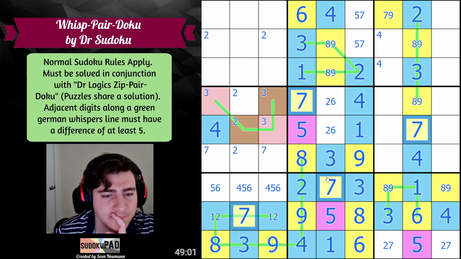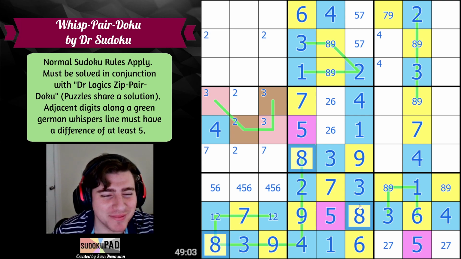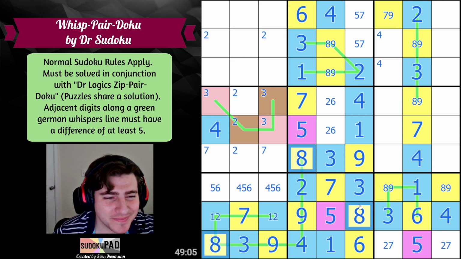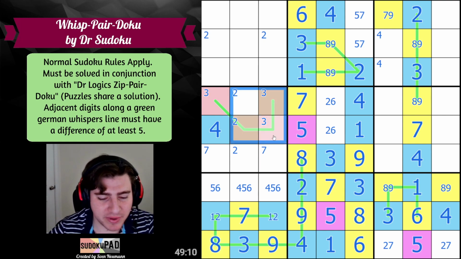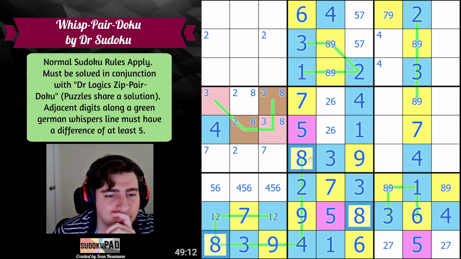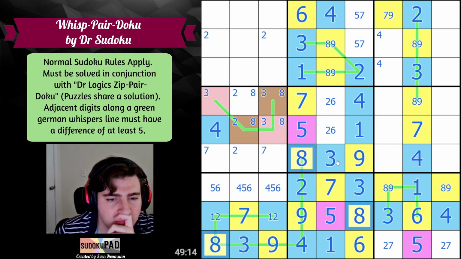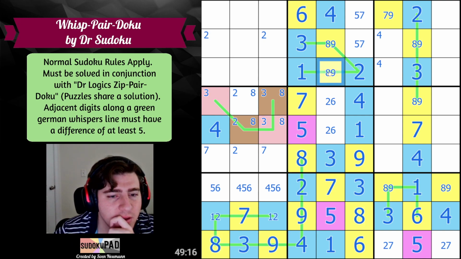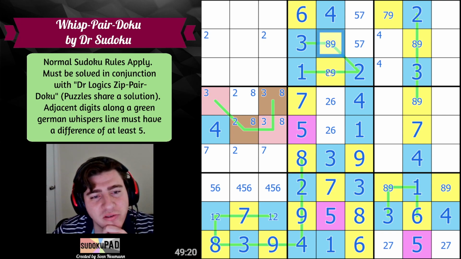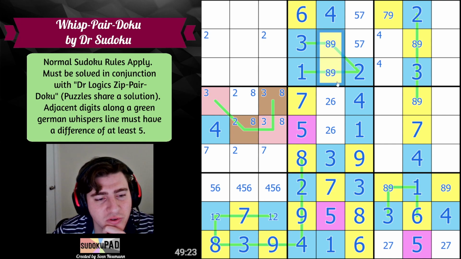I'm just looking through Sudoku stuff. I don't really have anything. Eight just gets limited to one of these four cells. This is five, two, seven, nine, and that works. That absolutely works. And eight is allowed to go next to three on German whispers, so that doesn't help us.